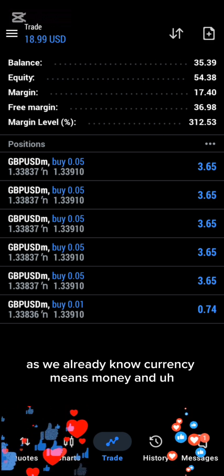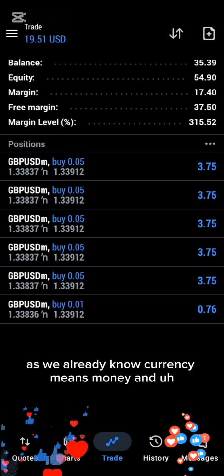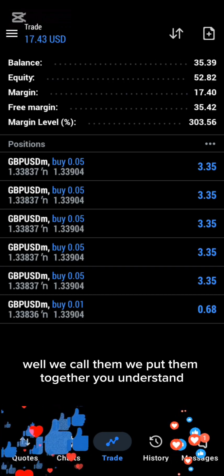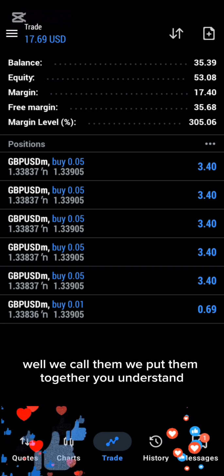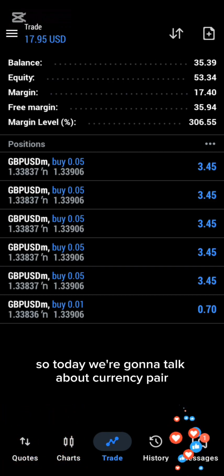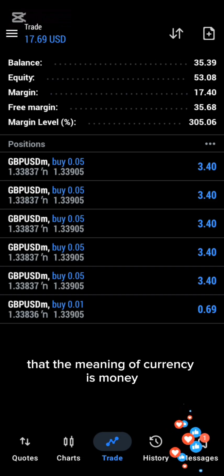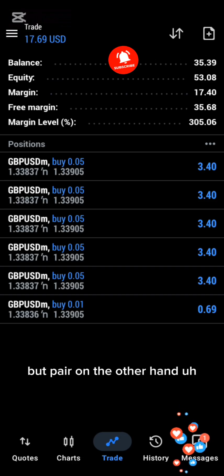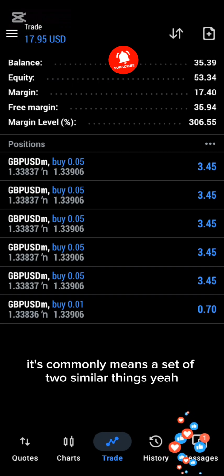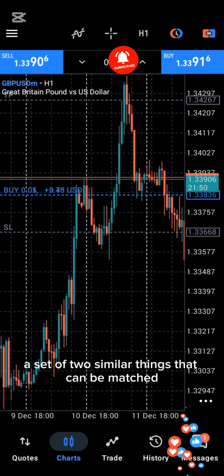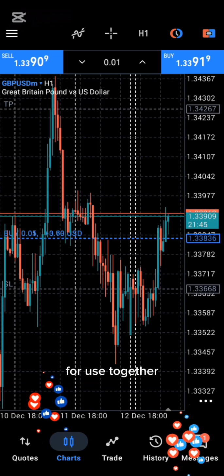Well, as we already know, currency means money, and pair is just another word, but we'll put them together. You understand? So today we're going to talk about currency pair. As we already know, the meaning of currency is money, but pair, on the other hand, commonly means a set of two similar things that can be matched for use together.